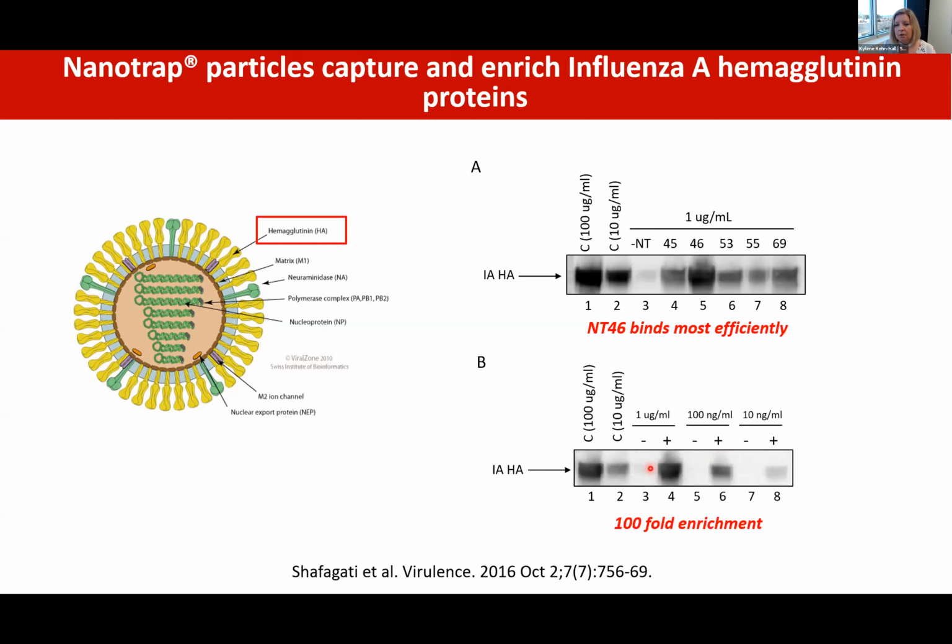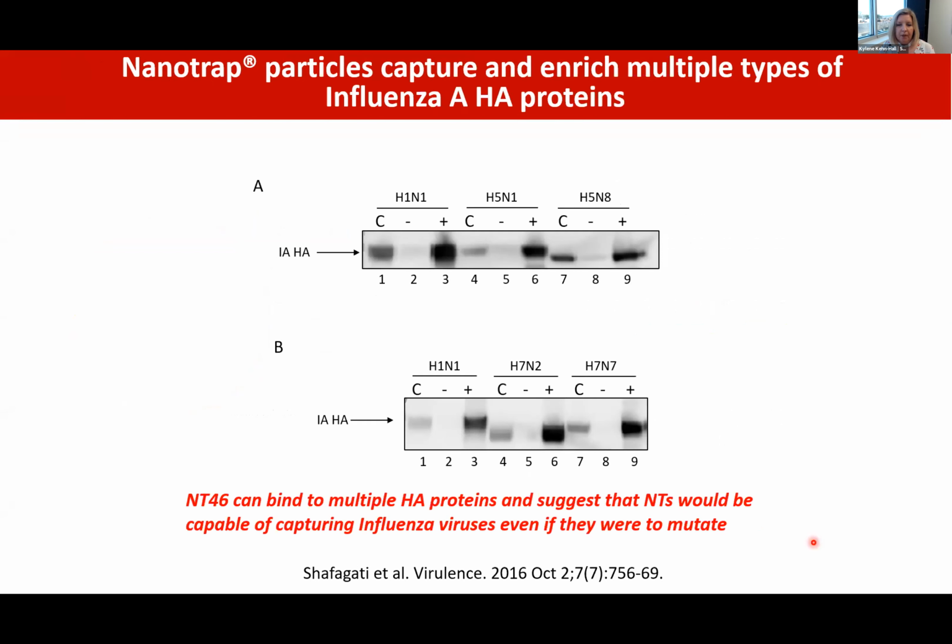We did a dosing study, and we can see that at all doses of HA, when it's not detected without the nanotrap particles, we can detect it in the presence of nanotrap particles, showing we can get 100-fold enrichment with these particles. We also extended this to look at multiple influenza HA proteins, and in all cases, we could see an enrichment with the nanotrap particles, whether it was H5 viruses or H7 viruses. And so this is pretty important because it suggests that if the virus mutates, we can still bind to that virus and enable detection.